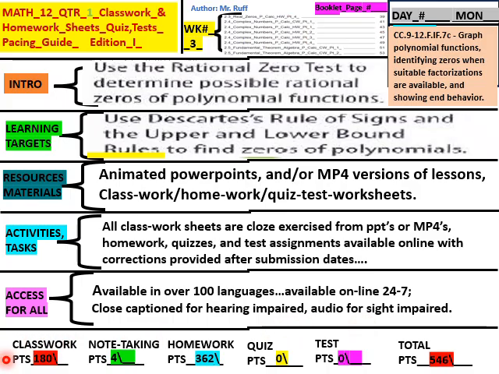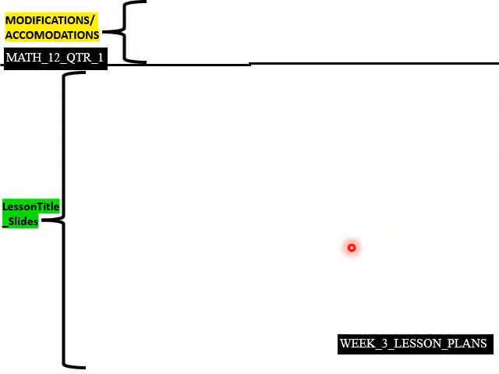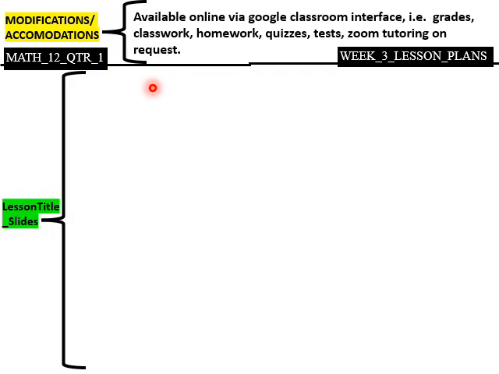Classwork points are at 180 classwork points. Note taking is 4 points. Homework is 362 points of homework. Quiz is 0, test is 0. So your total is 546 points for Week 3. Let's go right into our lessons now after our modifications and accommodations.